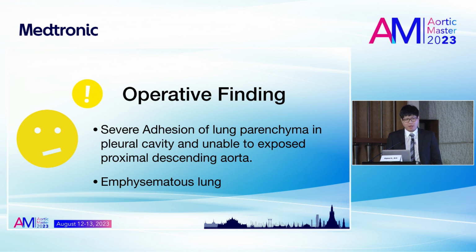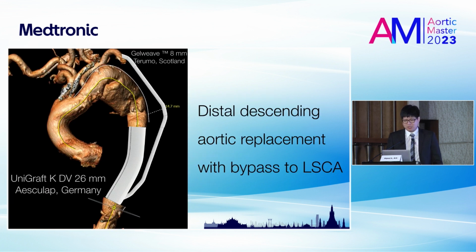At the time we thought that if we still dug into that adhesion, we might face severe bleeding or maybe a prolonged air leak from that lung tissue. So at that time, we decided to change only the distal part of the descending aorta. As shown here, we used a 26 mil graft for the mid to distal part of the descending aorta, and we also did the bypass to the left axillary artery through the thoracic incision.